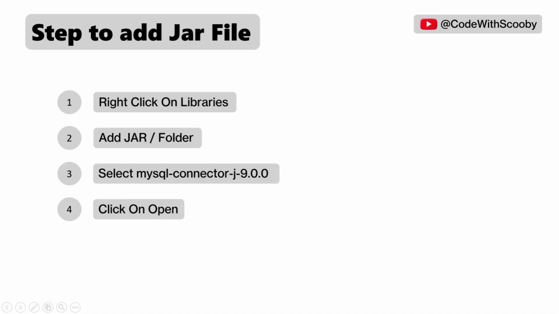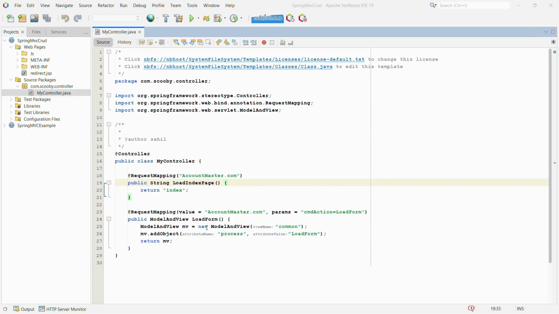Now let's see how to add a JAR file to our project in NetBeans. Step 1, right-click on the Libraries folder of your project. Step 2, select Add JAR/folder. Step 3, browse and select the MySQL Connector J 9.0.0 JAR file. Step 4, finally, click on Open. This will add the MySQL Connector JAR to our project, so we can connect our Spring MVC application with the MySQL database. Now, let's see it practically in NetBeans.